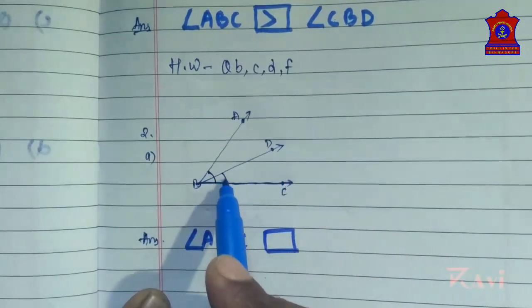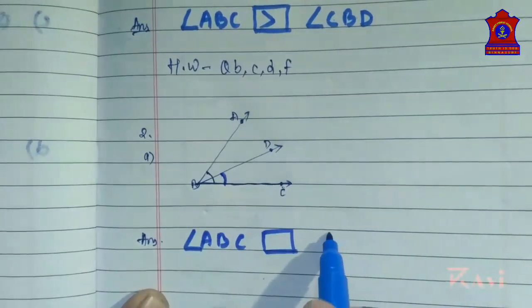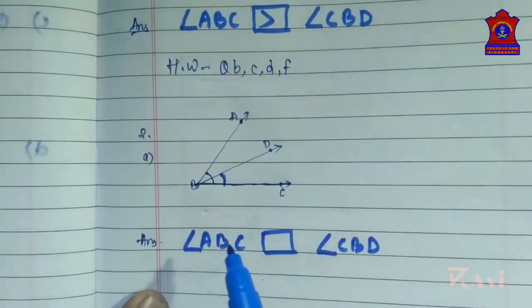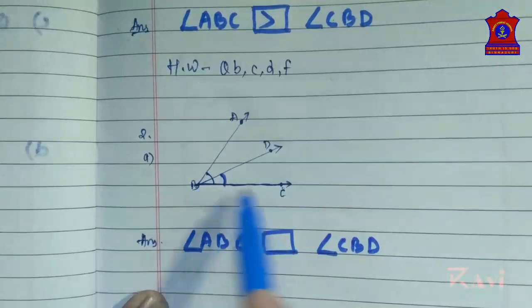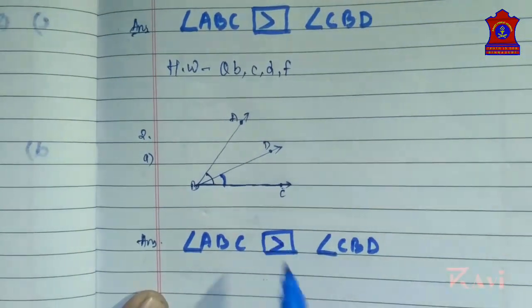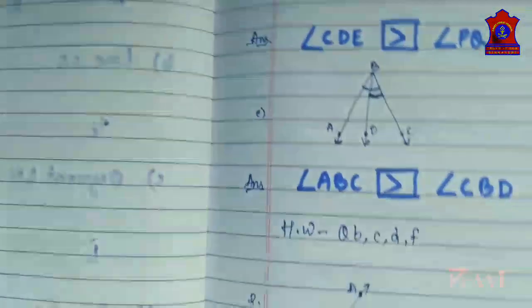CBD. This part. Look at this part. Okay, angle CBD. Now just tell me which is greater, angle ABC or CBD. ABC is greater, so put a sign like this. Greater sign.